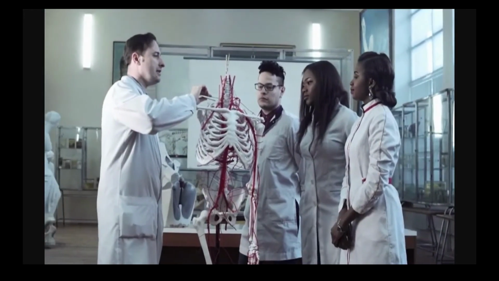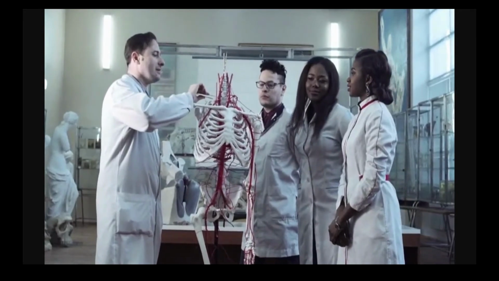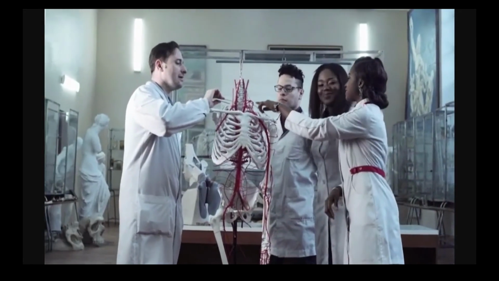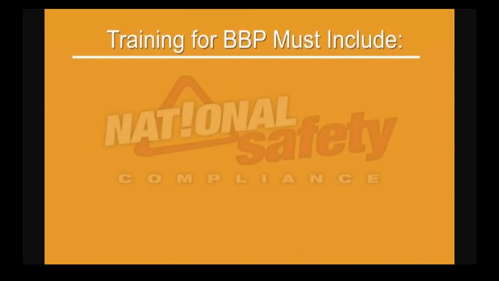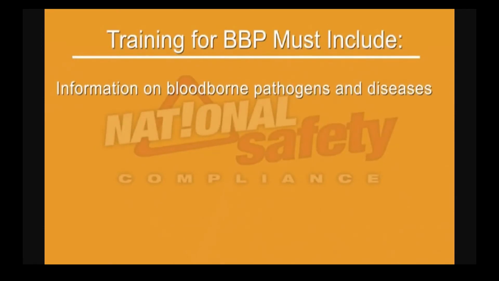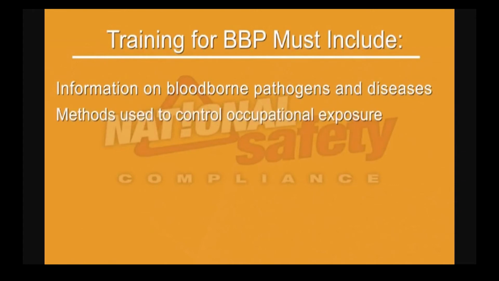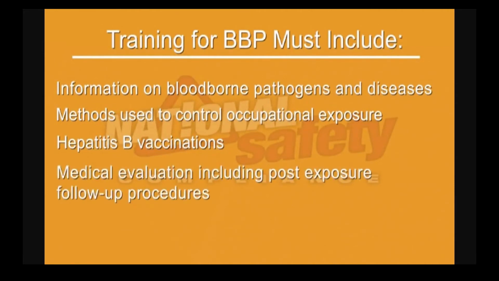OSHA's blood-borne pathogen standard requires employers to provide information and training to workers. Employers must ensure their workers receive regular training that covers all elements of the standard, including, but not limited to, information on blood-borne pathogens and diseases, methods used to control occupational exposure, hepatitis B vaccinations, and medical evaluation, including post-exposure follow-up procedures. Employers must offer this training on initial assignment, at least annually thereafter, and when new or modified tasks or procedures affect a worker's risk of occupational exposure.